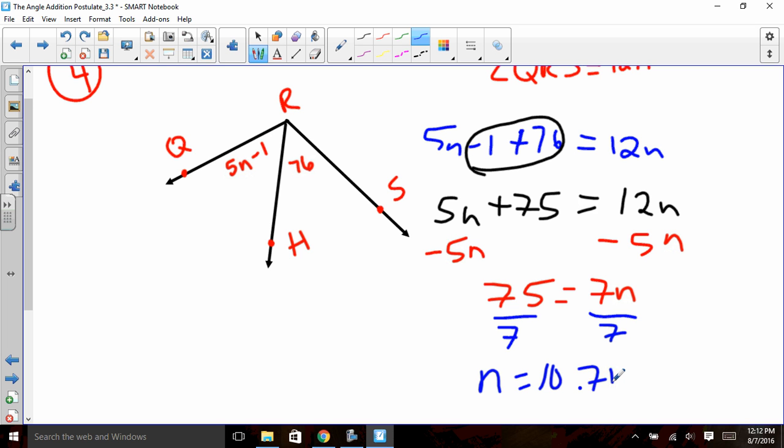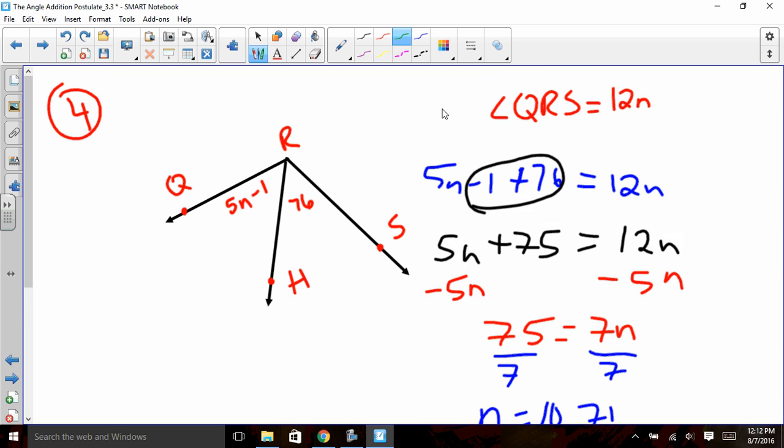Now I question you, are we done with this problem? Hopefully you've come to the answer of no, because we still have to determine what this angle measure is. We know this one is 76. That one was given to us. But we also don't know what our total is.